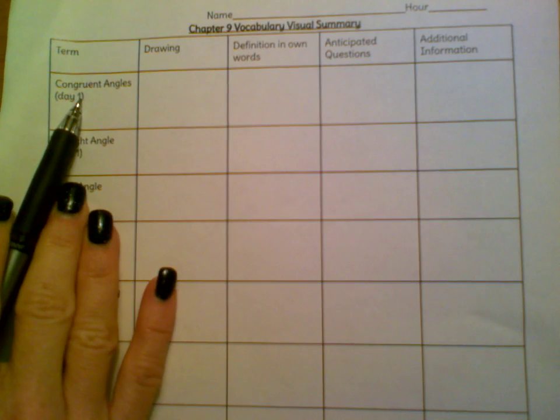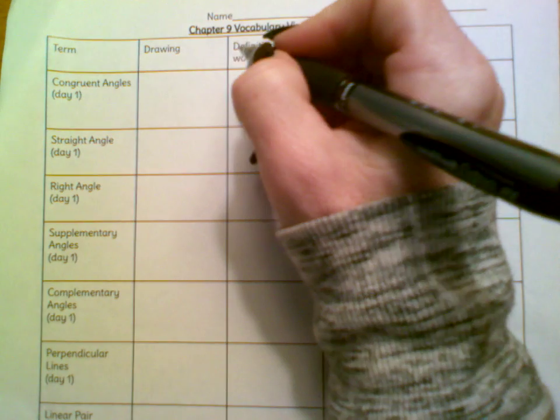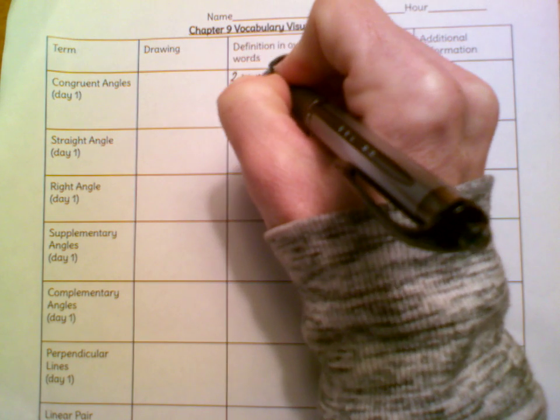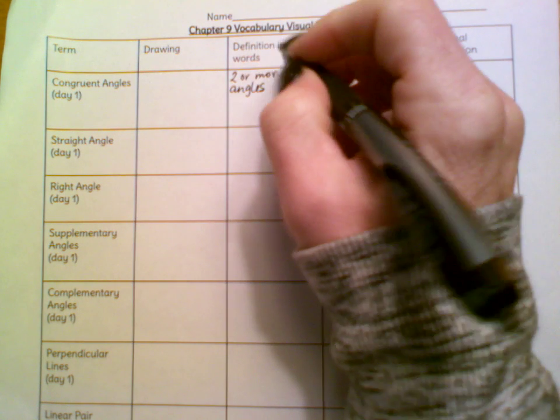So in class, we would have done an activity where you would have discovered all of this, but for those of you that are absent or need to just review, I'm going to help you out with this. So first of all, congruent angles. Let's get the definition. It's two or more angles that have equal measures.